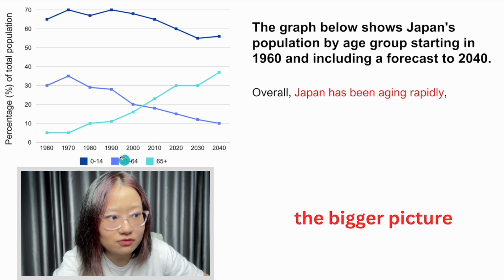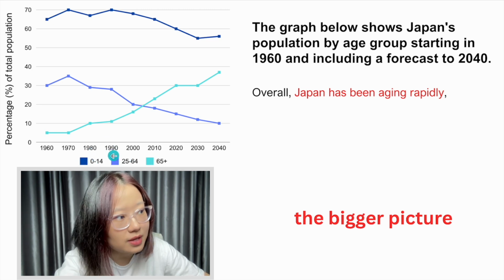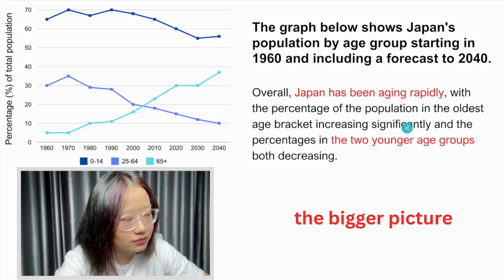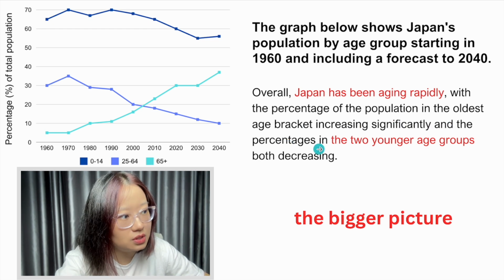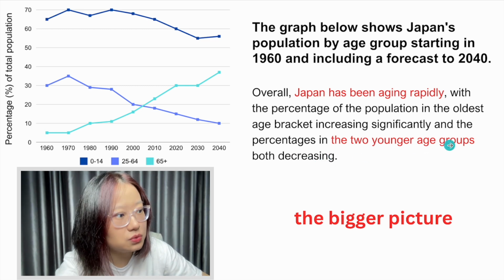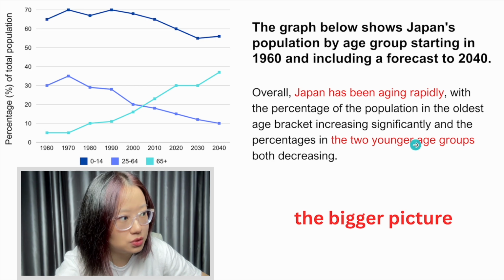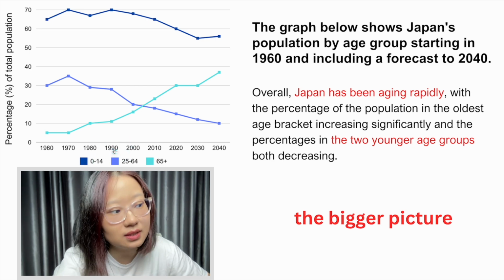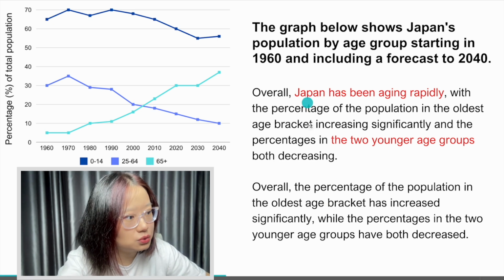Don't say 25 to 64 and under 14. Simply say the two younger age groups, okay? With the percentage of the population in the oldest age bracket increasing significantly and the percentages in the two younger age groups both decreasing. Look how smart it is. We just use the two younger age groups to refer to these two age groups so that we can write concisely. You compare these two versions.